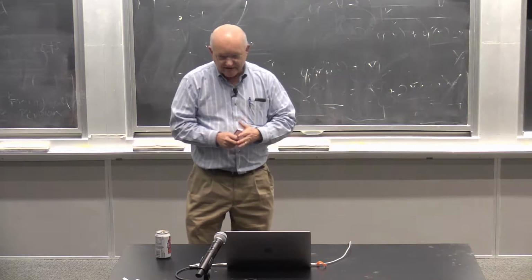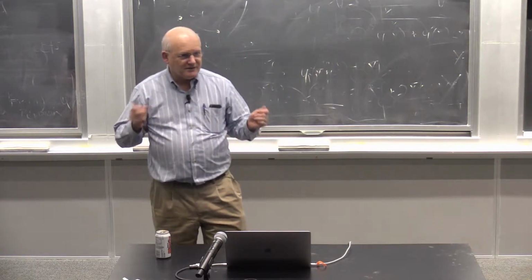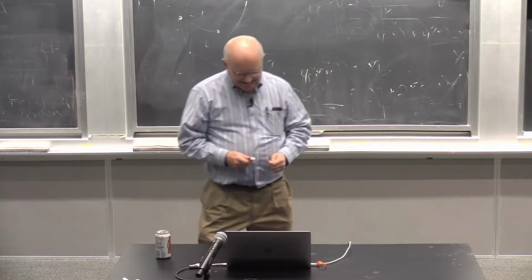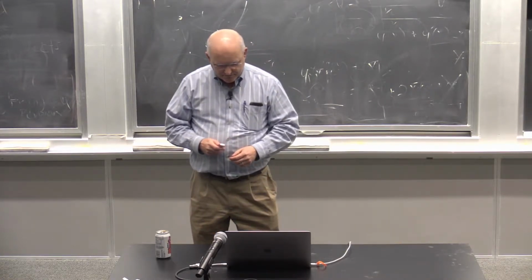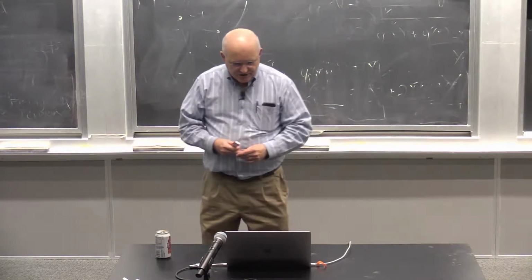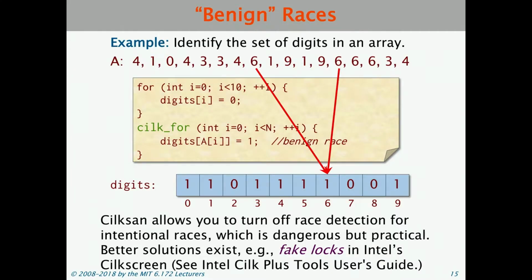So, nasty bugs. That's why you should never do non-deterministic programming, unless you have to. Cilksan allows you to turn off race detection for intentional races. So if you really meant there to be a race, as in this case, you can turn it off. This is dangerous but practical. Turns out, usually you're not turning it off, because here's what can happen.